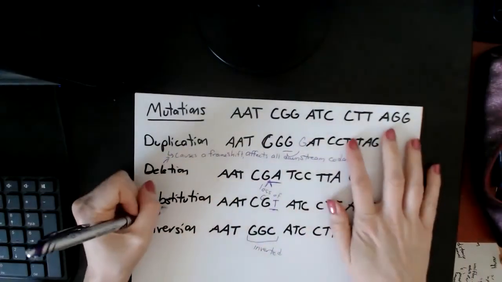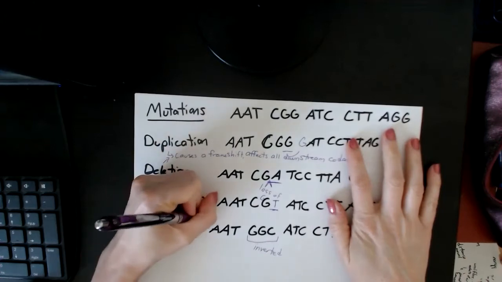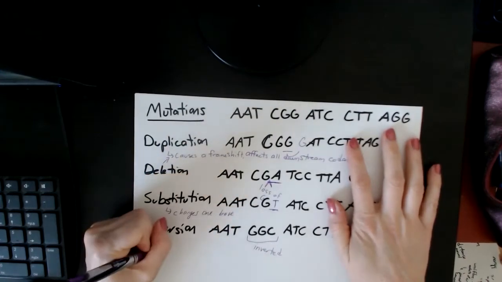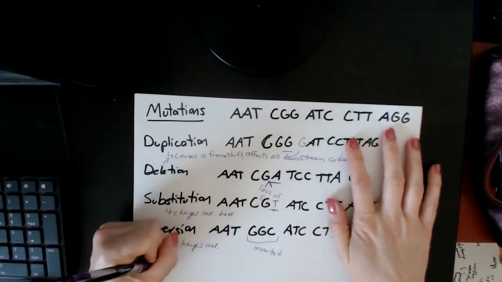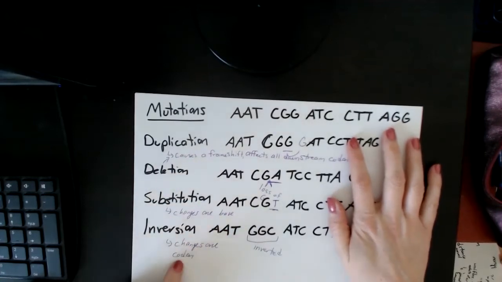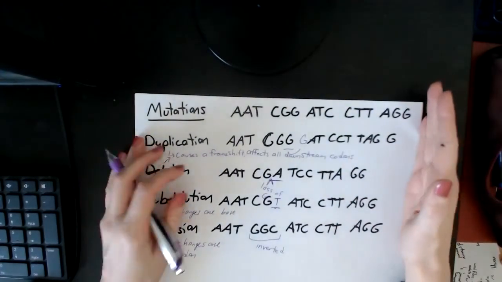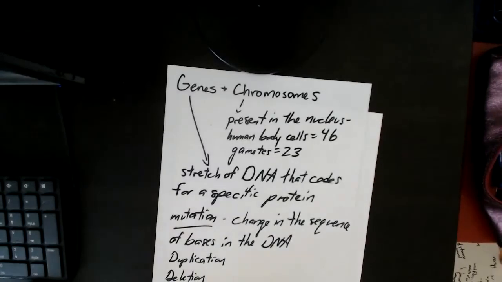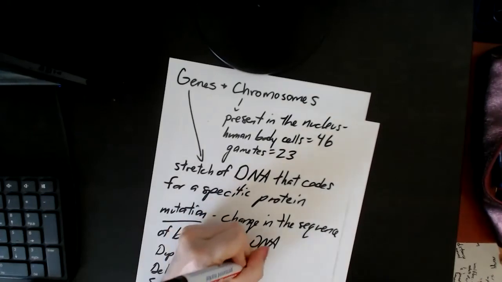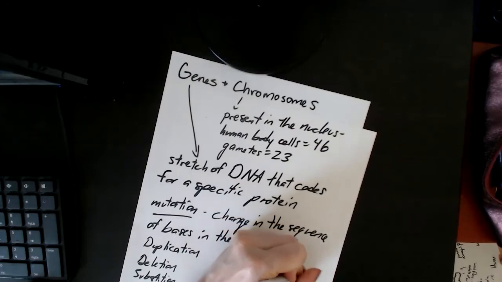So this changes one codon, which can still be bad, but again, it doesn't cause this frame shift in which every single downstream codon is different. So those are your types of mutations, and then of course you need to know what can cause a mutation, and those are called mutagens. Mutagens are anything that increases the rate of mutation.